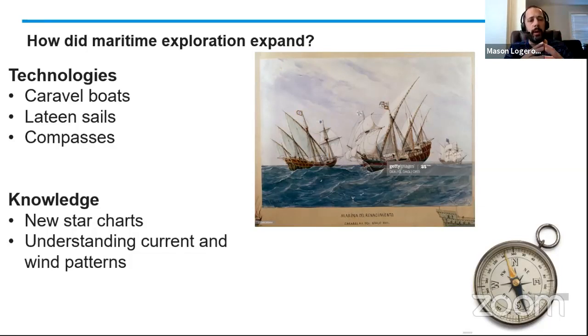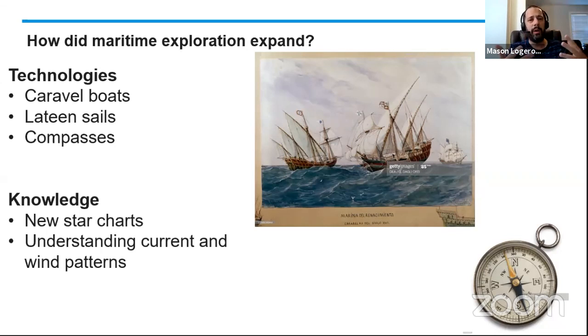And there's a couple of reasons why. First off, there's a lot of new technologies that begin to make their way to Europe, and Europeans begin to modify these technologies to create faster boats. By the way, I listed out a couple of different technologies. You don't necessarily need to know all of these.